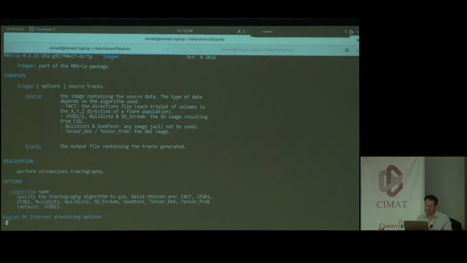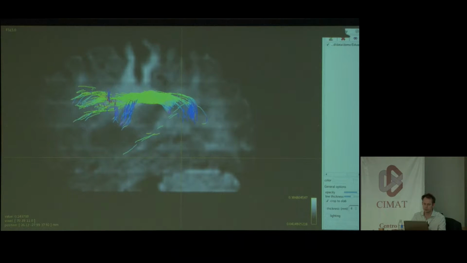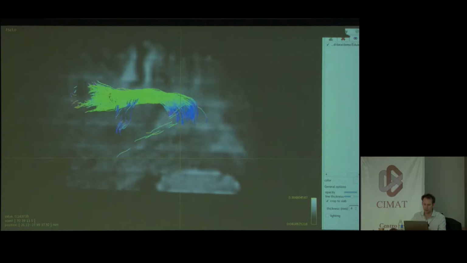Seed test, I think, is a way of outputting the seed positions or something. I can't remember, but it's probably not one that you'd ever want to use. It's just for interest. Does that answer the question? Okay. So anyway, so we've got a couple of tracks here. Let's try someone else's data, unless people want to do something else with it.